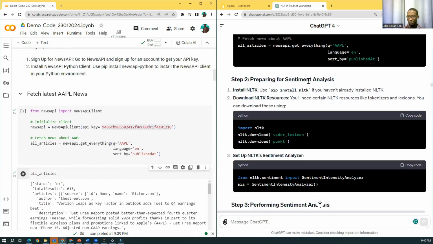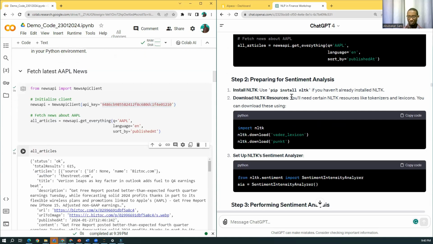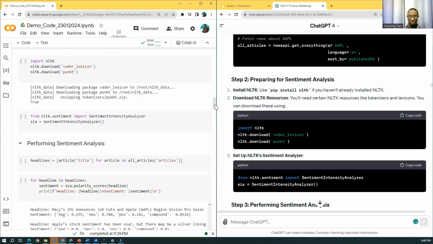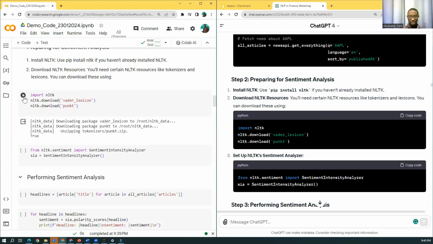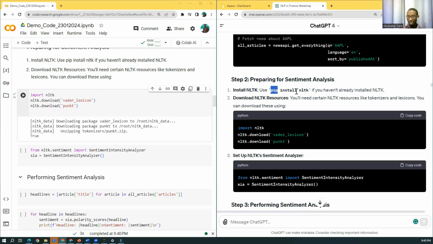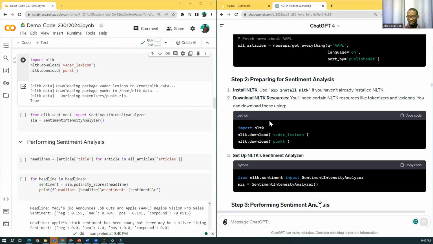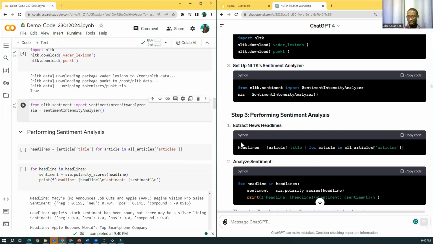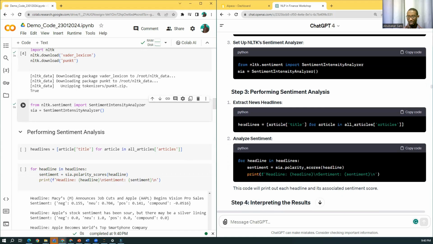The next step is to prepare for the sentiment analysis. It's telling me what to do, and it gave me this code, which I ran. It is going to use the Natural Language Toolkit, which I discussed as the Python library we require to do things in natural language. And this is for sentiment analysis. This is the sentiment analyzer. We have it here, and it is initiated.